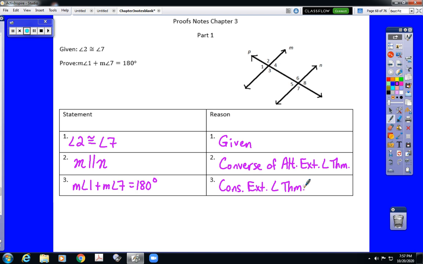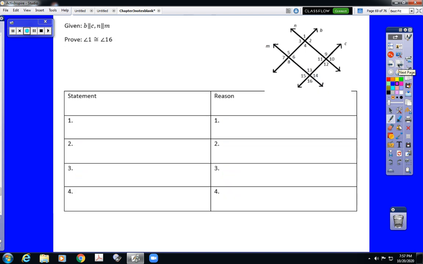So this is a very short, very straightforward proof. This is a pretty basic transversal proof. Let's look at one that is a little bit harder. It's a little bit harder because I've added an extra line to the picture. So now there are 4 lines in the picture, which has created a total of 16 numbered angles to work with. It does not, however, change the fact that this is a proof, and every proof starts the same way.